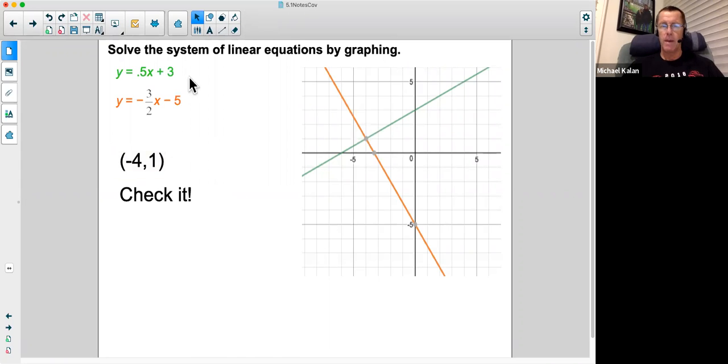And if you plug them in, I'm not going to take the time to do that. Oh, I might as well. What's half of -4? -2. -2 plus 3 is 1. What will we plug in for y? 1. Oh, great. What is -3/2 times -4? Two negatives cancel. The 2 and the 4 cancel, become a 1 and a 2. So we end up getting 3 times 2 is 6, minus 5 is 1. What do we plug in for y? 1. Hey, it checks. It's a solution to the system.